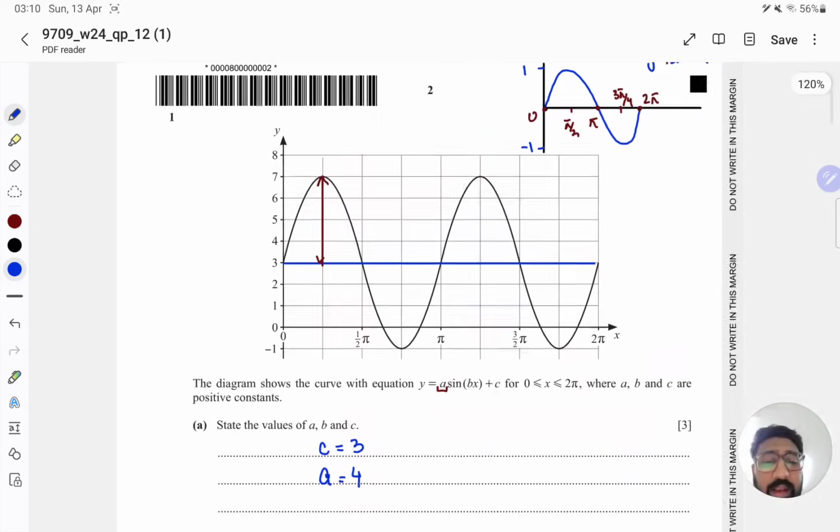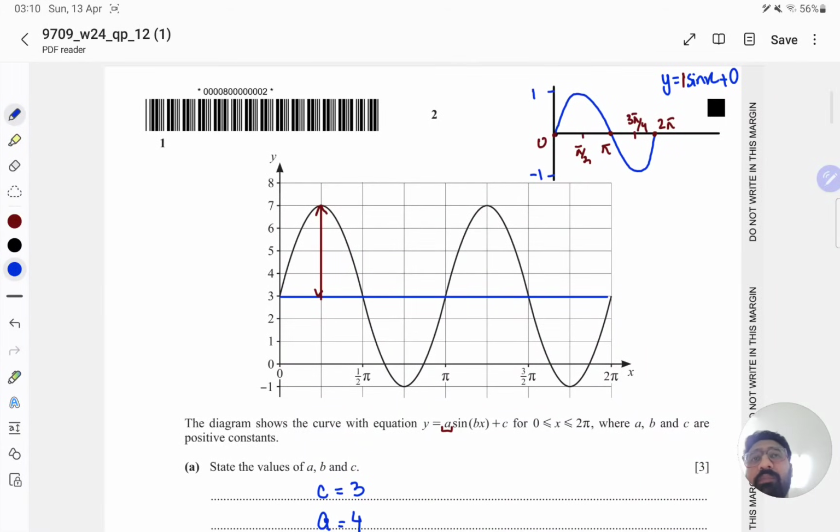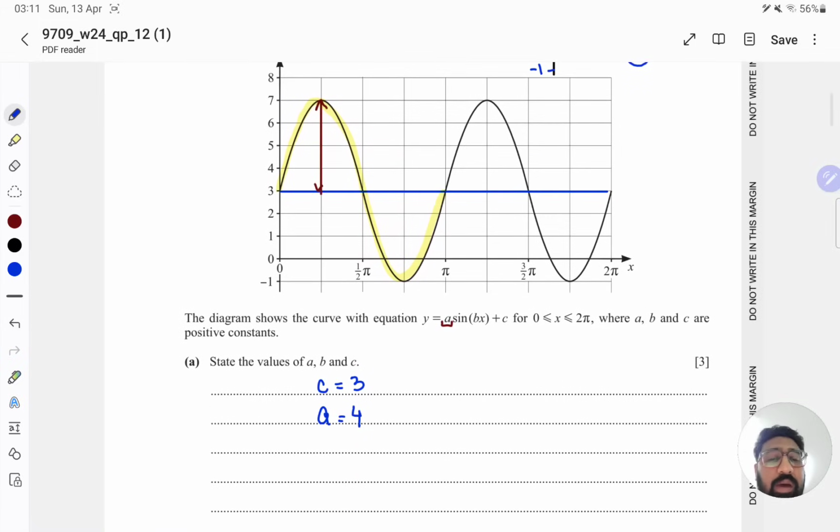And now for the value of b, which relates to the time period. Basically it means the number of cycles that the graph completes from 0 till 2 pi. So one cycle ends right here at pi, and there is another cycle after that. So there are 2 cycles being completed from 0 till 2 pi. So the value of b is 2.